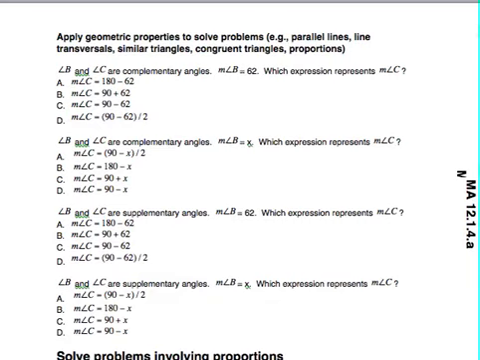So we should be on applying geometric properties to solve problems. Let's look at the very first one. It says B and C are complementary angles. The measure of angle B is 62. What expression helps you find the measure of angle C? So complementary, you need to think, what are complementary angles? Let's go ahead and take a guess. A, B, C, or D. Enter it in, and then we'll talk about it.